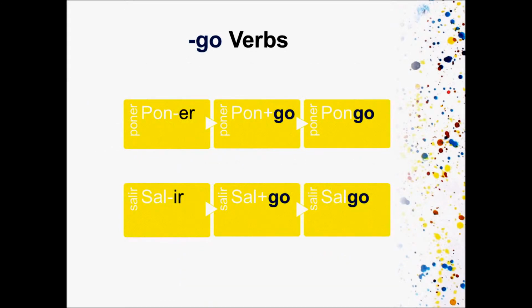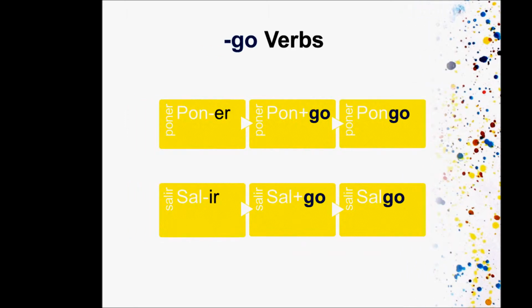Poner means to put or place, or to put on, and salir means to leave or to go out. So poner, if you take off the last 2 letters like you normally would when you conjugate a verb, and then instead of O, you add go, and you have pongo, I put or I place. With salir, you take off the last 2 letters, and then you add go, and you come up with salgo, I leave or I go out.